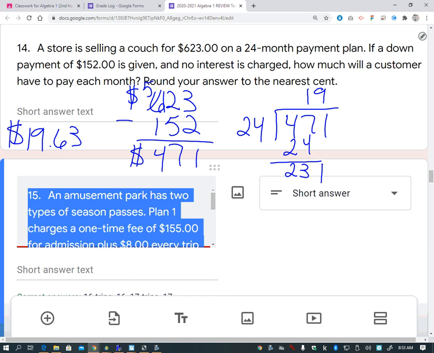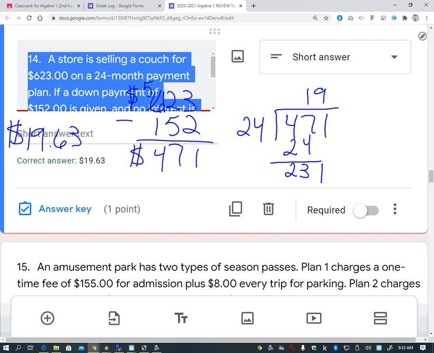So if you work it out, 19.63, preferably have the dollar symbol there because it's not straight dollars. All right, so have the dollar symbol on that. Questions on that?